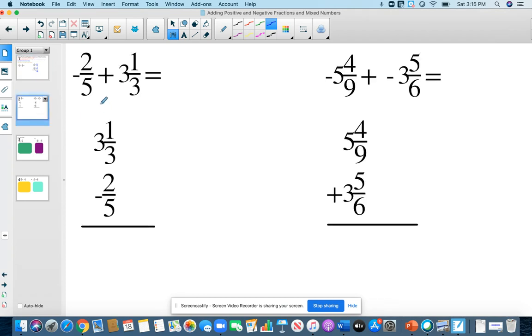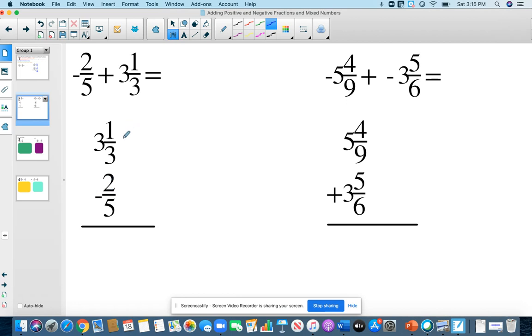So on the next problems we're going to do, if you want to pause it and write the problem down first, you may. First problem we're going to do is negative 2/5 plus 3 and 1/3. First step you have to do is decide if you're adding or subtracting by the signs, and one's negative and one's positive. That means we are subtracting. So now we need to decide which one goes first by doing the absolute values, and the absolute value of 3 and 1/3 is larger than the absolute value of negative 2/5. So 3 and 1/3 would go first in my subtraction problem, minus 2/5.